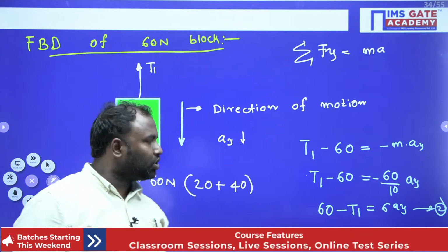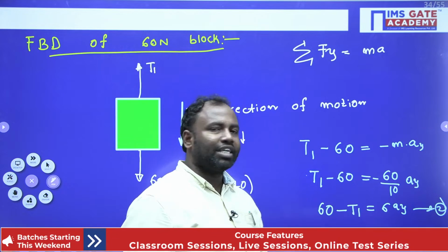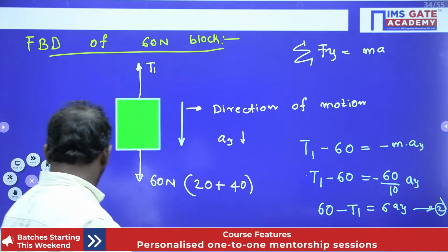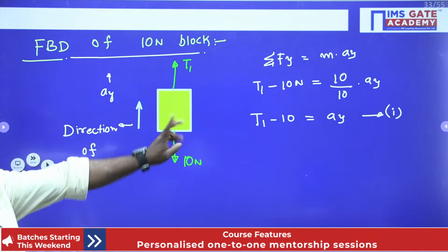Yes, guys, try to have a look at this. Here I just multiplied with a minus such that 60 minus T1 it will become, right? Solve 1 and 2, you will get Ay. Solve 1 and 2. T1 minus 10 is equal to Ay.